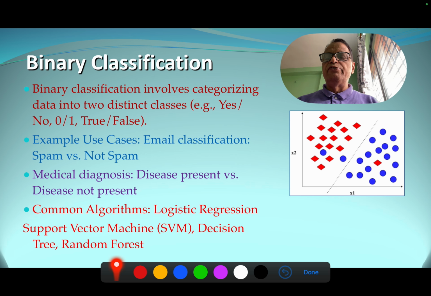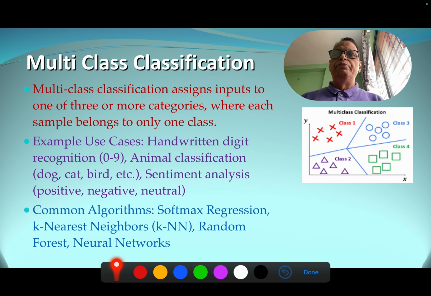We have already discussed the regression topic, and there you will find that logistic regression is used for binary classification. Apart from that, we can use support vector machine (SVM), we can make use of decision tree, or we can make use of random forest. Maybe in some other sessions we will discuss each and every algorithm in detail.